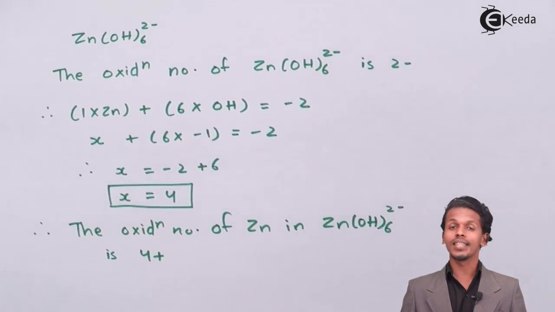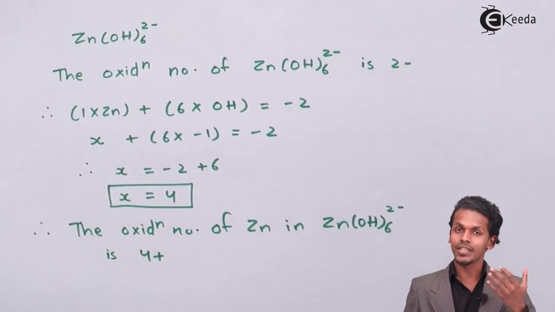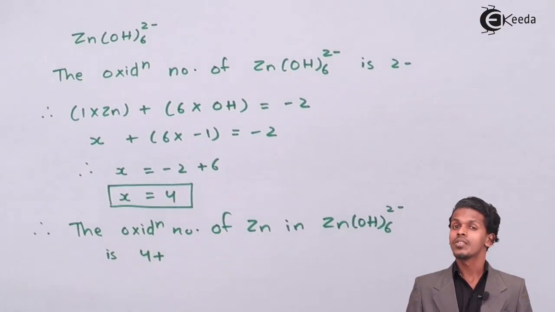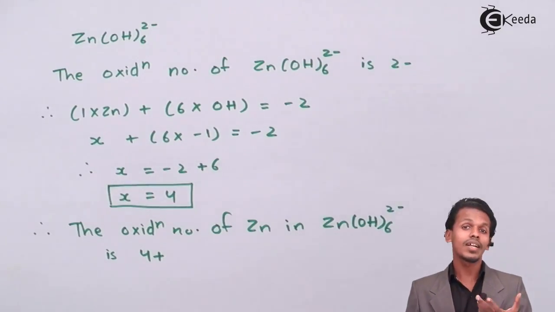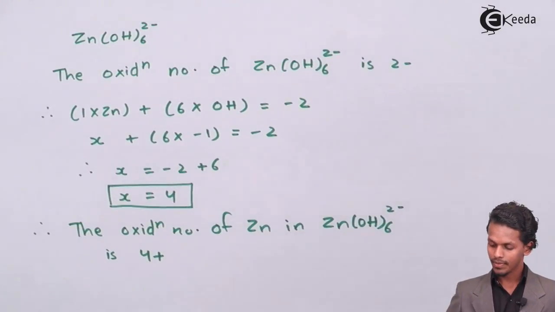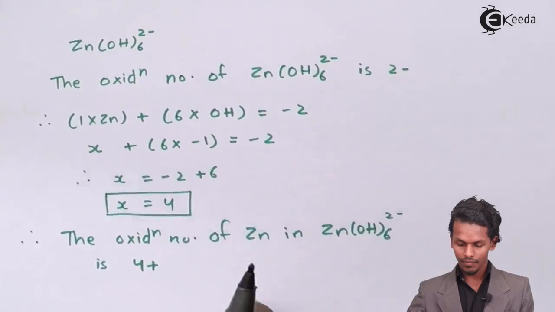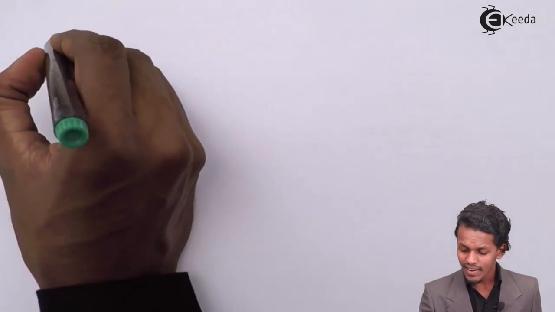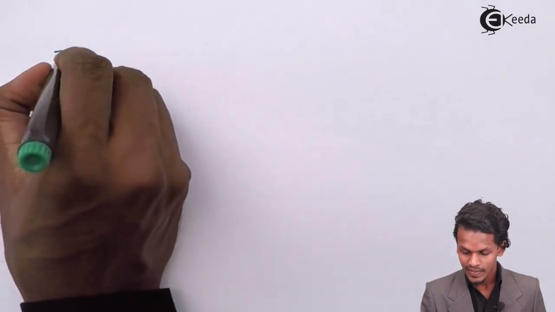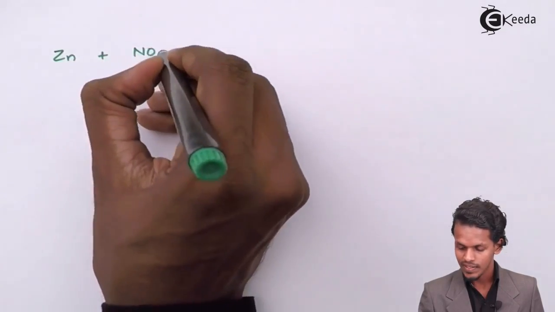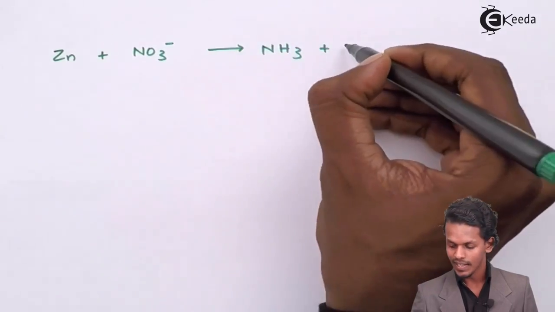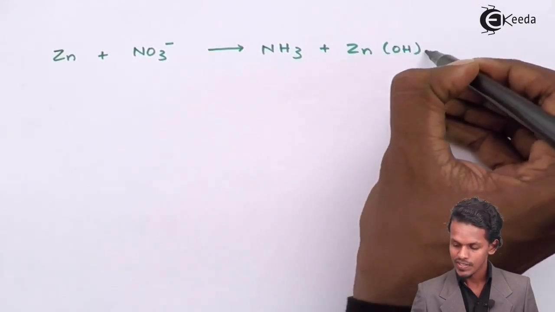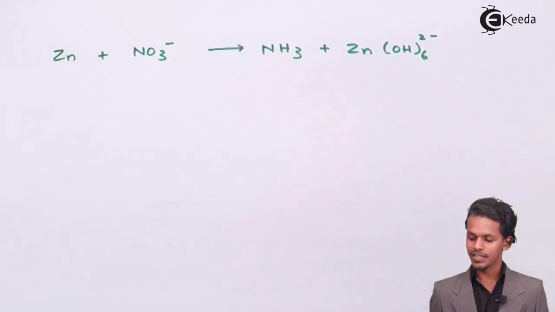So this is how we have calculated the oxidation state of the atoms which were present in the reactant as well as the product molecules. So now on the basis of this, we are going to check whether the reaction is a redox reaction or not. So let us see how we can determine that. I'll write the reaction as it is in the equation, which was Zn, that is zinc, plus this nitrate ion plus ammonia, which has given you [Zn(OH)6]2-.